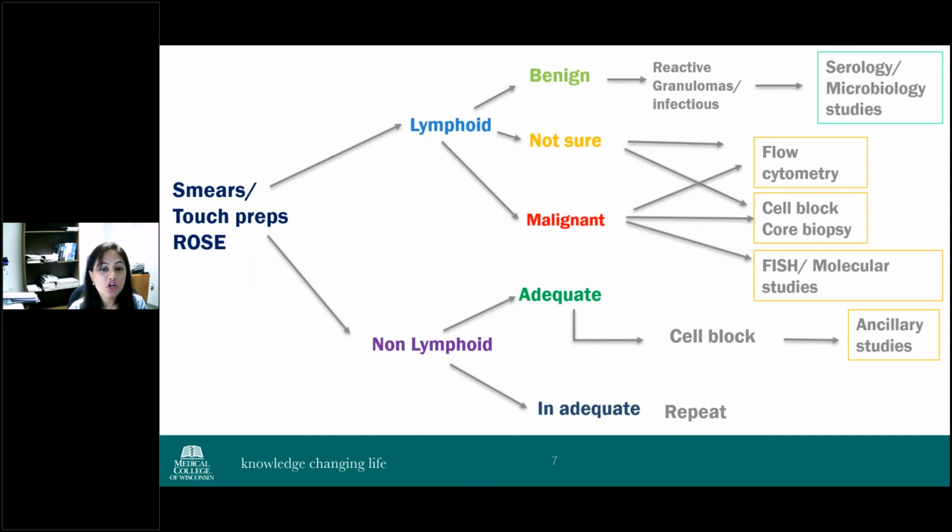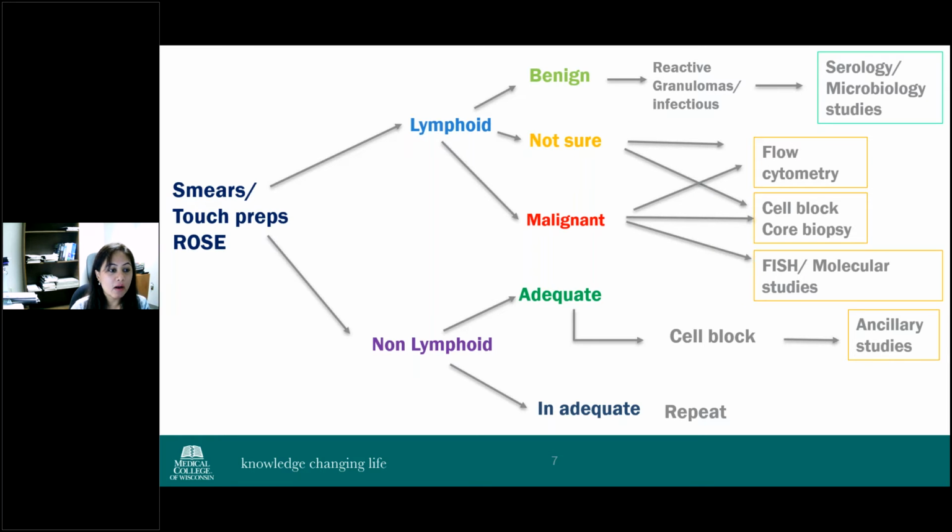This is a flowchart which shows how I usually like to approach my lymph node sample or a biopsy that I'm asked to do touch preps on. So if we see here, you start with the touch preps or the smears and the rapid on-site assessment. The first important thing is to assess whether the sample actually represents the site that is being sampled. So if the clinician is sampling a lymph node, we expect that on our slide we will see lymphoid cells.